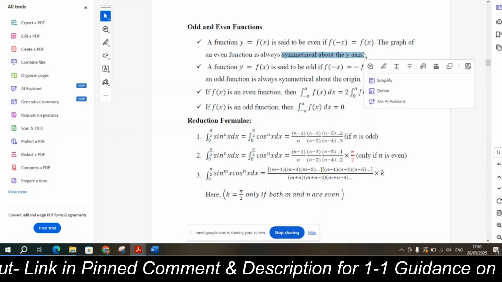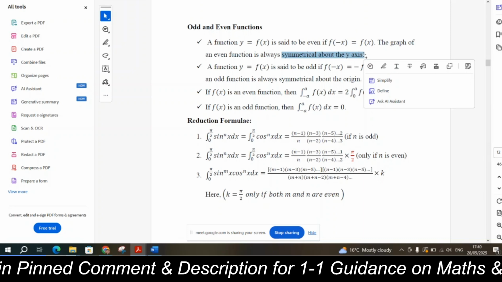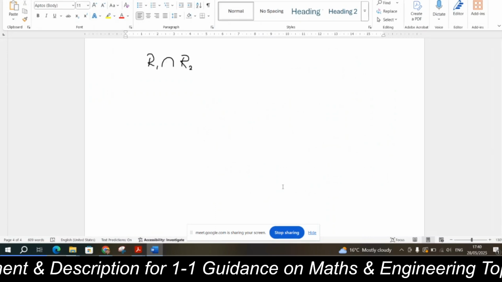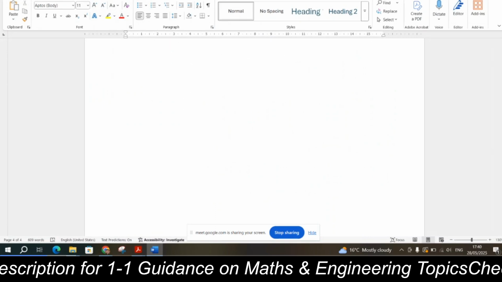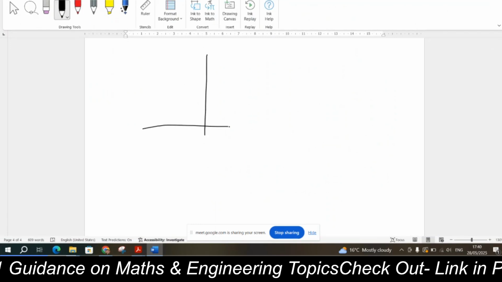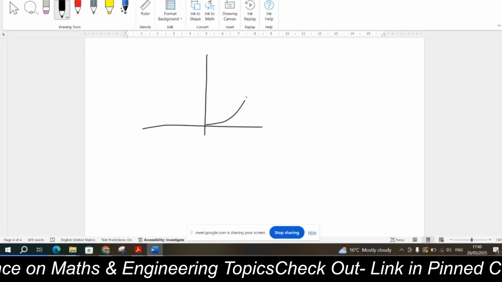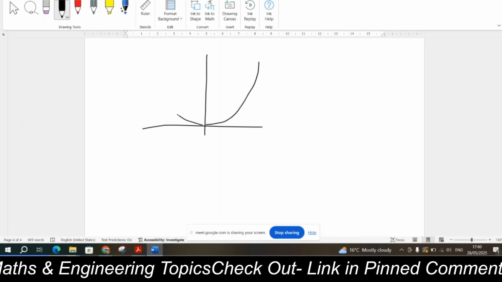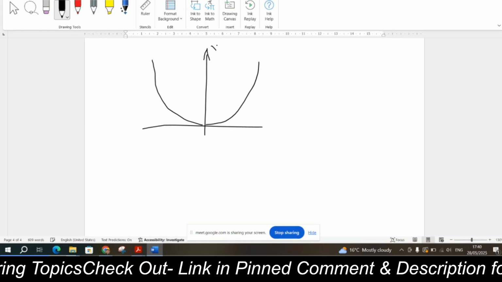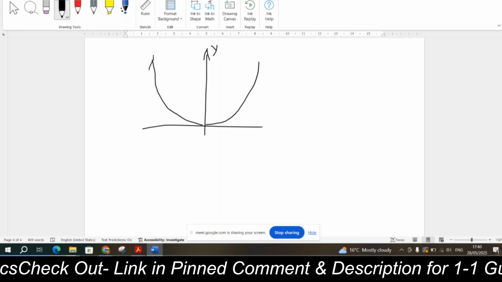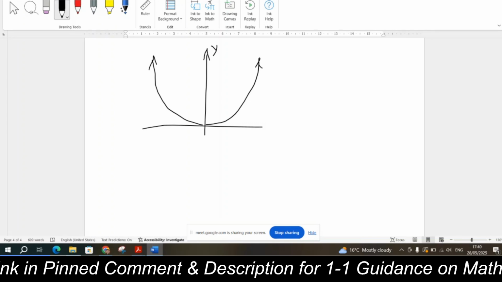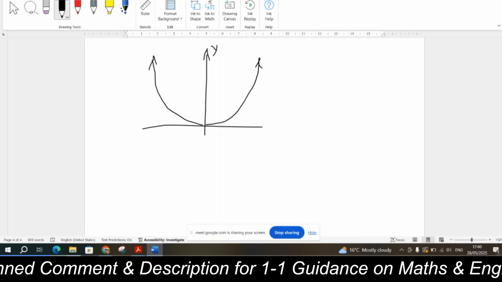So like you said, any even power of x, like x square, x raised to 4, x raised to 6, in all those cases, let me try to draw it. What happens is you have x square over here. Similarly, you will have x square over here, and this is symmetrical about the y-axis. Is it clear? Yes.